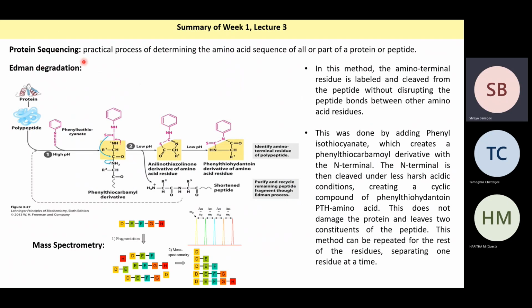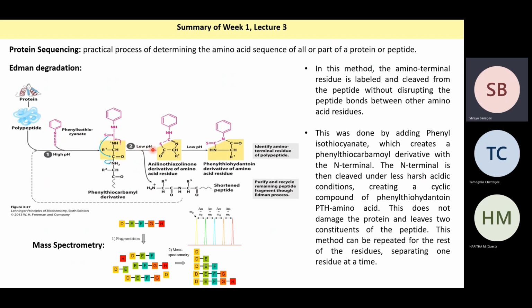So for decoding proteins, which is protein sequencing, a practical process of determining the amino acid sequence of the protein or peptide. In class, you had learned about Edman degradation. Here you can see the actual chemical reaction for Edman degradation. Basically, this is the polypeptide, and phenyl isothiocyanate is added, which is this molecule. Now this molecule will attach to the N terminal of the polypeptide, and this is called a phenyl thiocarbamyl derivative.